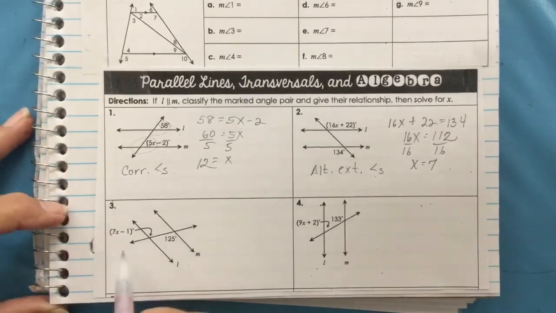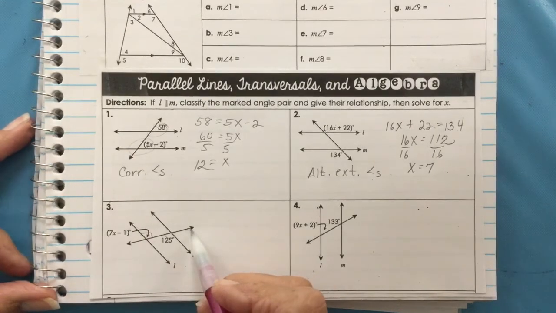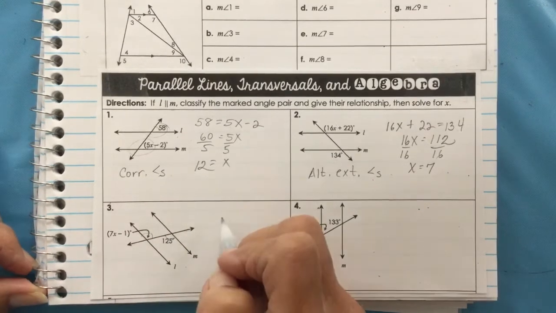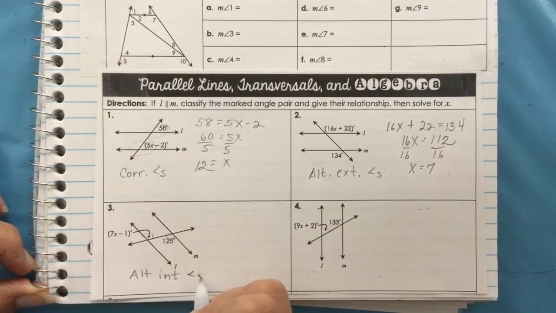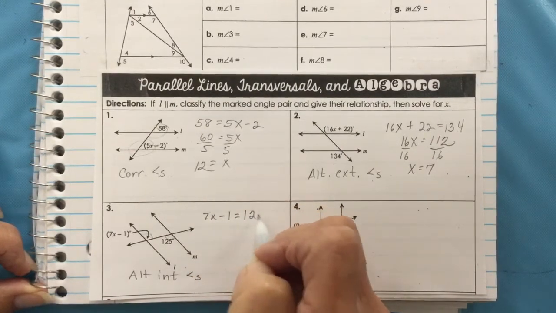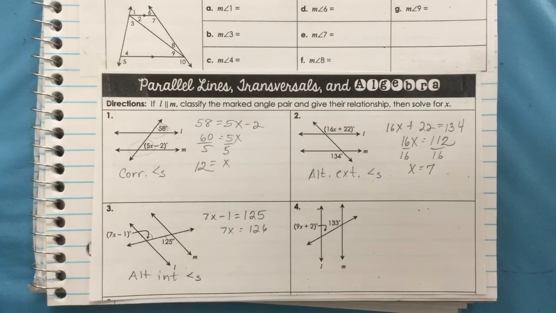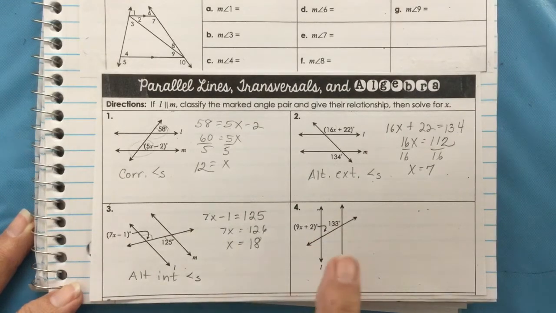And then here on angle 3, this angle and this angle are on opposite sides of the transversal. So therefore they are alternate and they are interior. Therefore they're congruent. So alternate interior angles. And since they're congruent, I'm going to say 7x minus 1 equals 125. We're going to add 1 to both sides, and that's going to give me 126. And then we're going to take 126 and divide by 7, and that is going to give me 18.